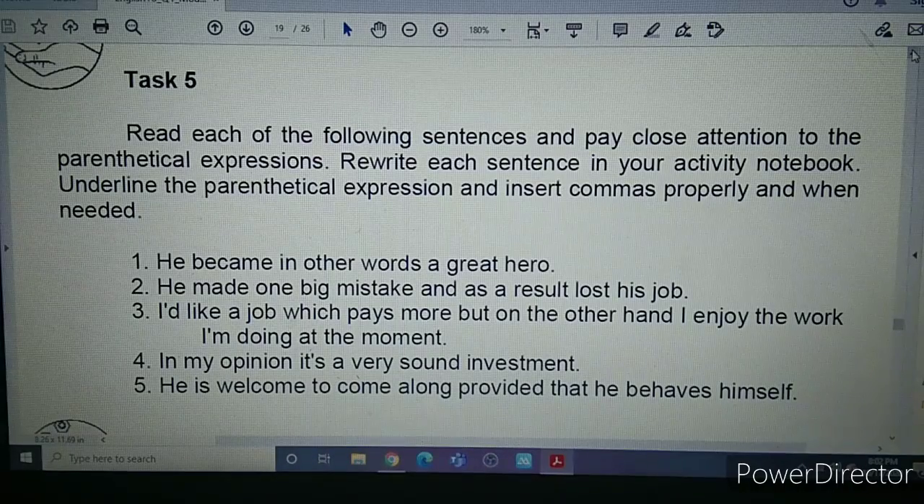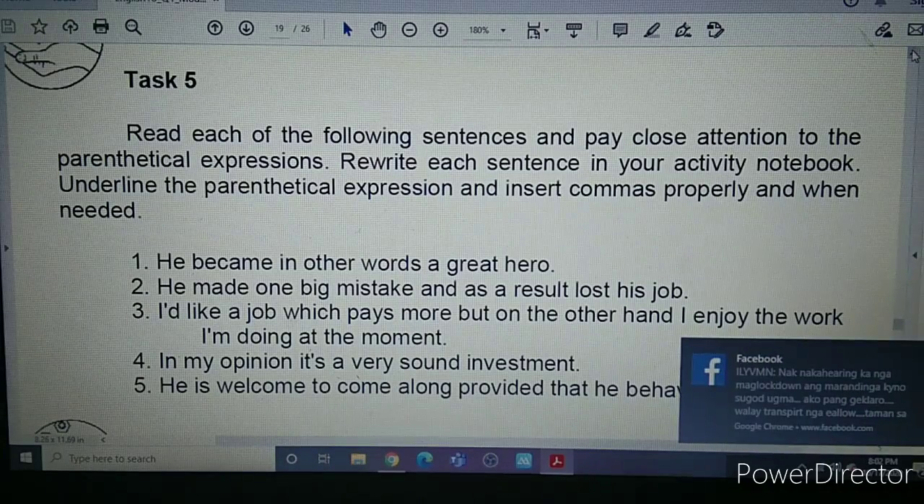Now let's continue with number 5. He is welcome to come along provided that he behaves himself. The correct answer for number 5 is this one. He is welcome to come along, comma, provided that, so you are going to underline provided that, comma, he behaves himself. So that's it guys for task 5. I hope all of your answers are correct.